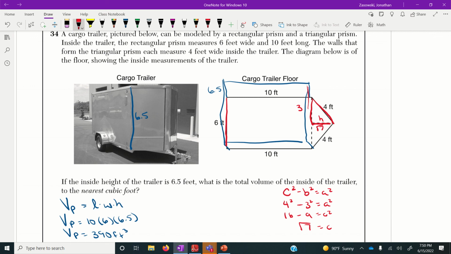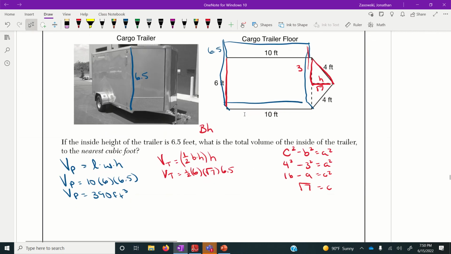Okay, so now we can figure out what the volume of that triangular prism is. It's the area of the base times the height. The base is a triangle, so 1/2 the base times the height, and then times the height of the entire prism, which is, once again, 6.5. So it should be 1/2 the base, which is 6, the height, which is the square root of 7, and then times the 6.5. And all we have to do now is add those two together, and we'll have our answer.